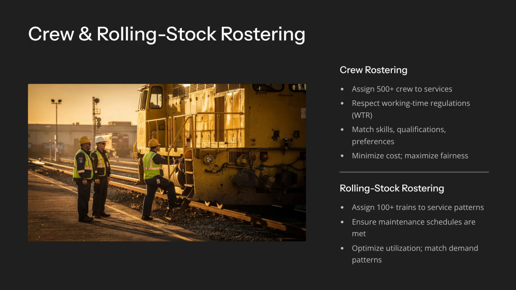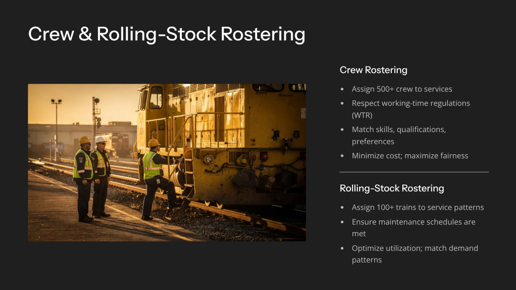Again, every assignment has to satisfy its own set of constraints. Compatibility: the train type has to match the service requirements in terms of capacity, speed, and onboard equipment. Maintenance: every 5,000 kilometers or 28 days, that unit needs a scheduled maintenance window. Miss that window, and you've got a compliance problem. Availability: the unit has to be serviceable, not in repair, not already committed elsewhere. And utilization: you want to maximize the revenue hours that unit is generating and minimize the time it's moving empty.